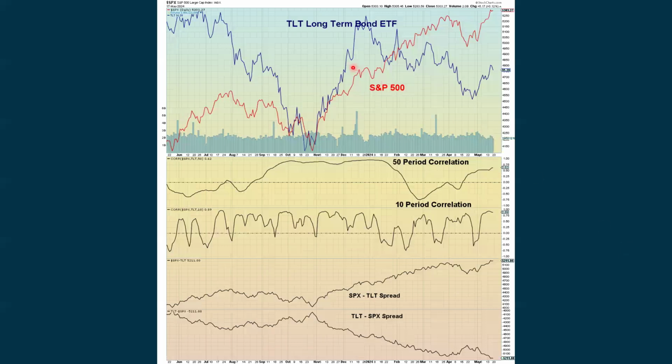Then we have the TLT, which is the long-term bond ETF. That's in blue, and the S&P on top. And we look at their longer-term correlation, which is getting a little bit stronger. And we look at a shorter-term correlation, meaning that they're having a tendency to move in the same direction at the same time. I have a couple of different studies down here on the bottom, just the spread between the two shown in a couple of different ways. I don't focus on that too much.